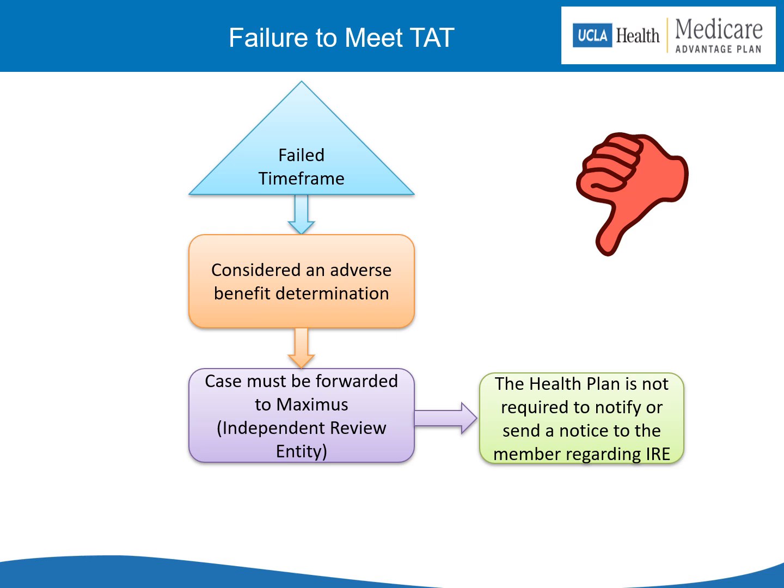For a failed time frame, that's considered an adverse benefit determination. Even if we have not reviewed the case, that must be sent straight to Maximus, which is our IRE or independent review entity, and they're going to do the review. We're not required to do a review. We're required to send everything to them. We get the big red thumbs down. We're not required to notify the member either that we've sent this case to Maximus, but a failure to meet a TAT is a straight to jail card.